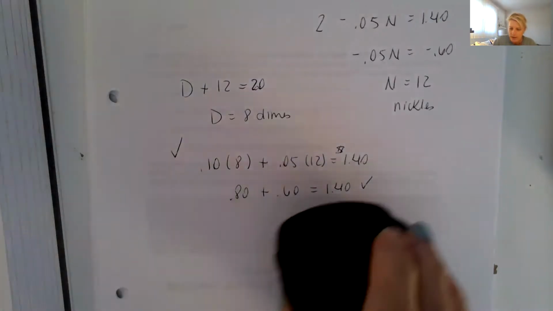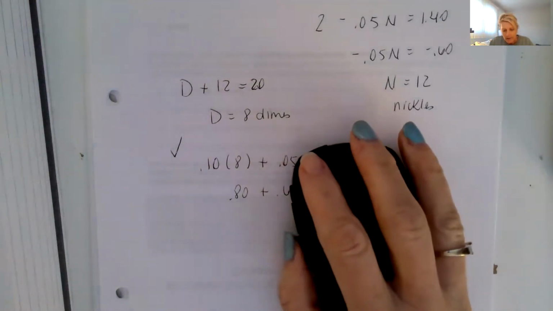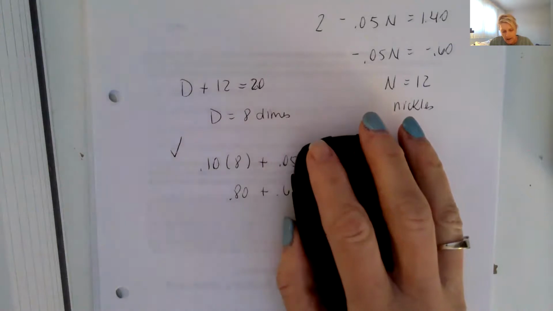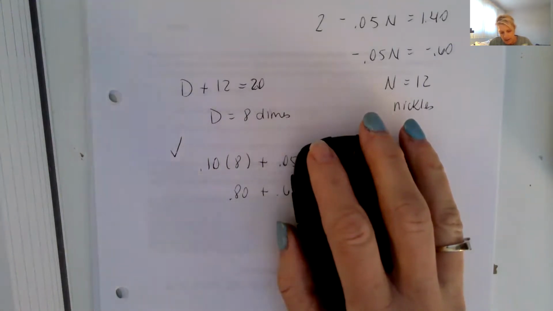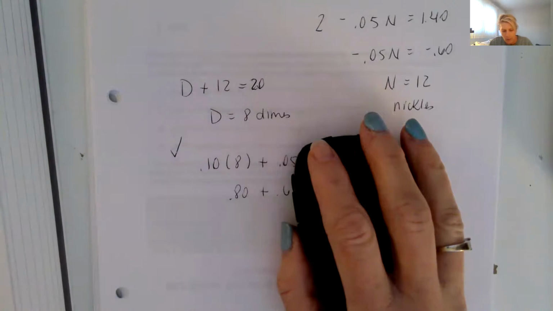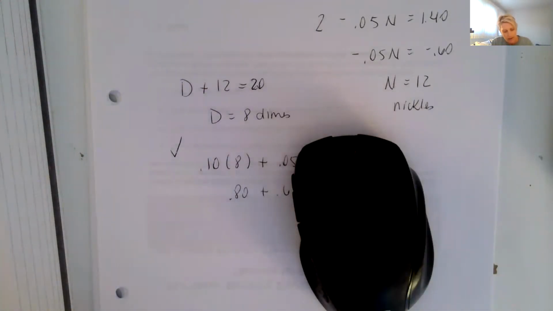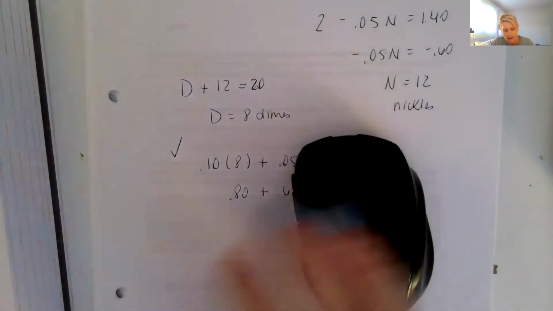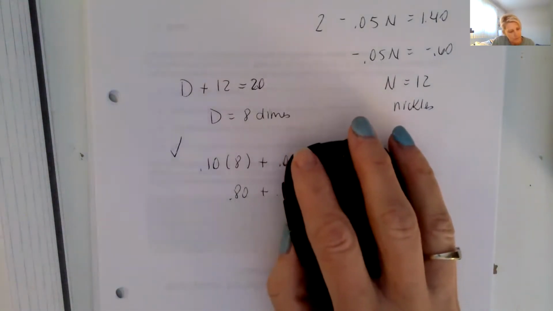Great job. So that concludes lesson 4.3. And that is going to be the last one that we're going to do for this chapter. Lesson 4.4 is about systems of linear inequalities. And it just builds off of what we learned about inequalities earlier in the semester. And so we're not going to look at that this semester.